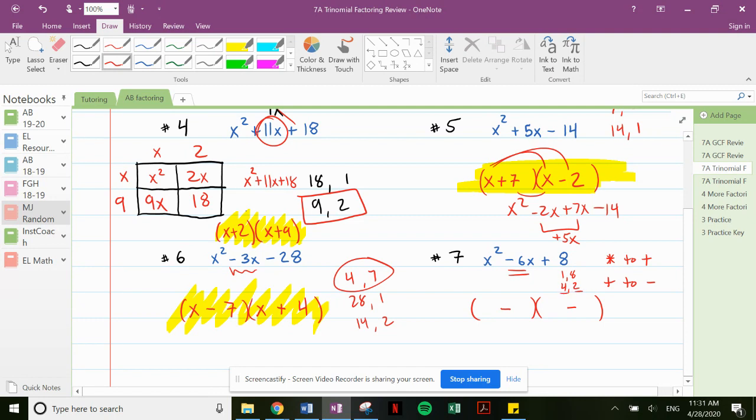Wait, 4 and 2 can make 6 if I add them together. So how about x minus 4 and x minus 2? They multiply to positive 8, add to negative 6. Again, I can write that in any order. They're both negative. That's my answer.